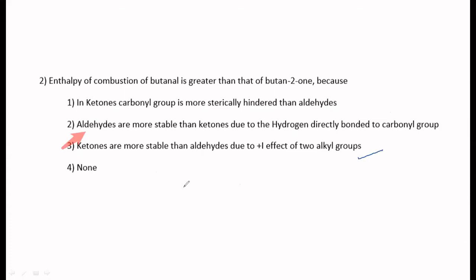Okay, so that is only the combustion. I had told you in one of the sessions that the enthalpy of combustion, or enthalpy of hydrogenation in case of unsaturated hydrocarbons, is the one which is used to determine the stability. So lower the value of combustion means higher is the stability. So enthalpy of combustion of butan-2-one is greater, which means it is less stable. It is at a higher energy state than butanal. The only reason that you can give is that the carbonyl group is having an alkyl group on either side.